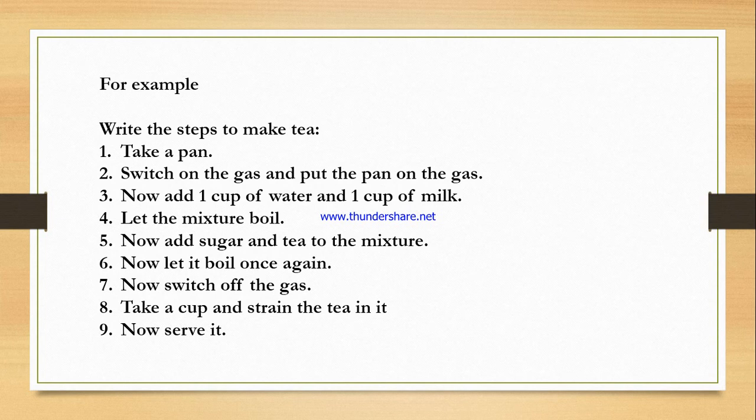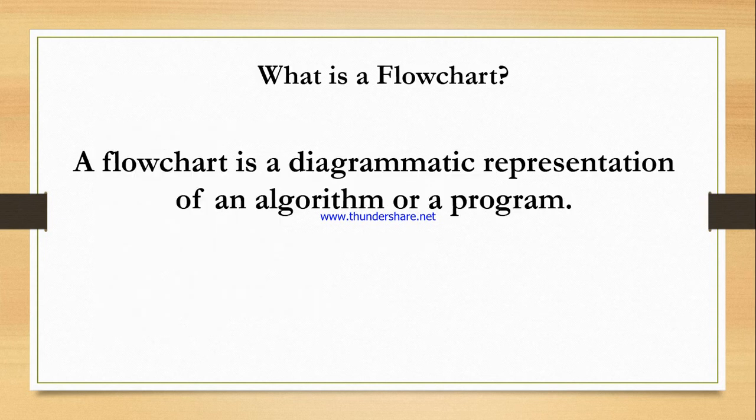So this way, if you are writing the steps for making a program, that is known as algorithm. The algorithm is a finite set of instructions that you should follow to perform a specific task. After the algorithm, here comes the flow chart.